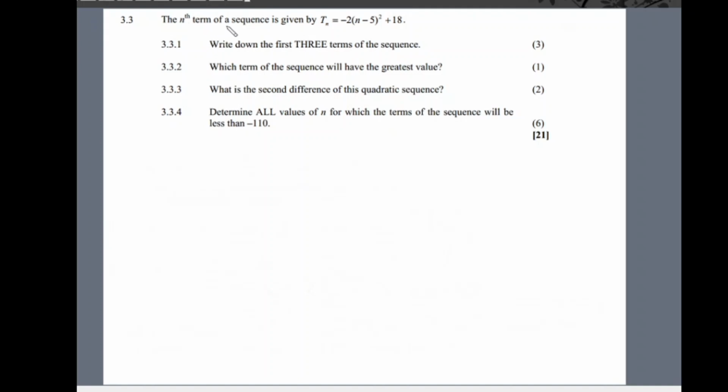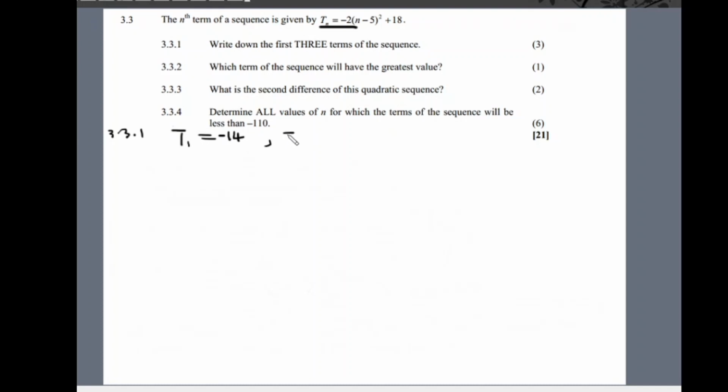So 3.3, the nth term of a sequence is given by this. So we know this is a quadratic function, therefore we have a quadratic sequence here. But write down the first three terms of the sequence, right? Let us write down the first three terms. So 3.3.1, write down the first three terms. So if you substitute 1 in that formula, you'll get T1 is equal to minus 14.